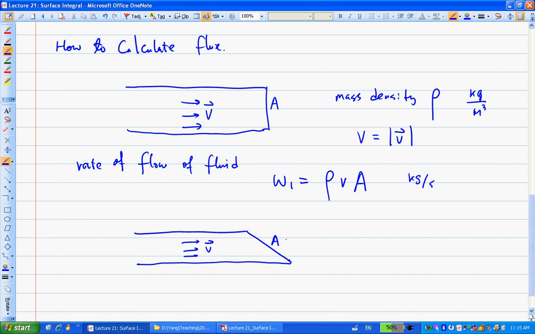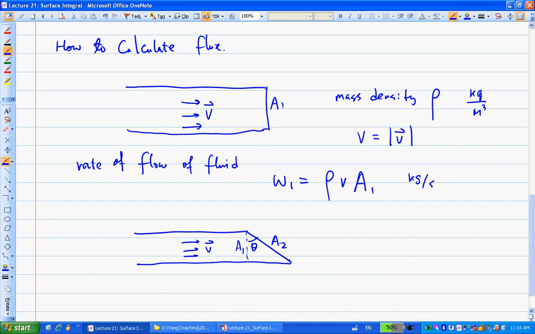So this is A. Let's call this A1, and this is A2. A1 will be this portion right here, so there might be an angle between these two. Let's call this theta. Now, if I wanted to calculate the same thing, what will be the rate of flow of the fluid? Basically, what will be the amount of flux passing through the surface A2?